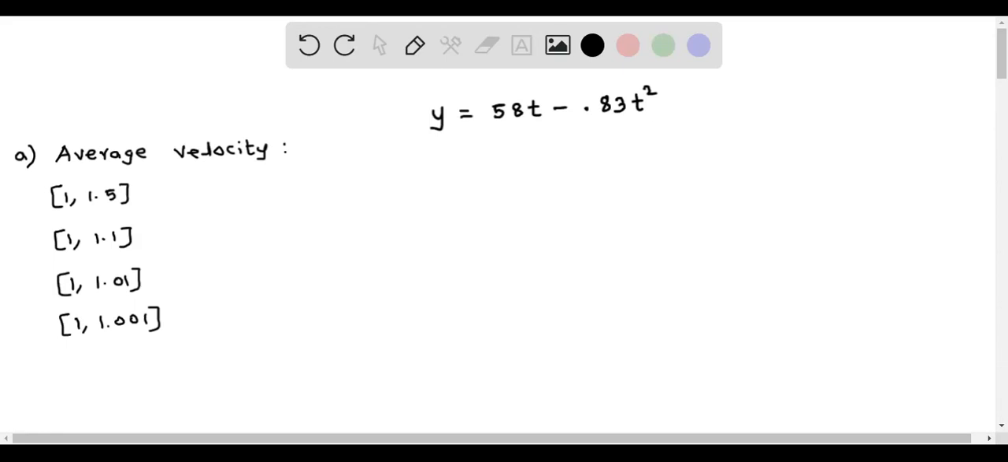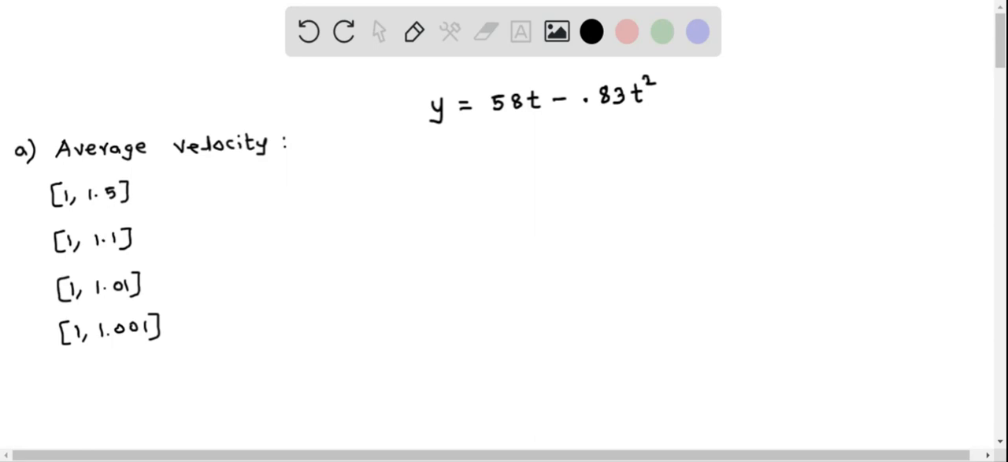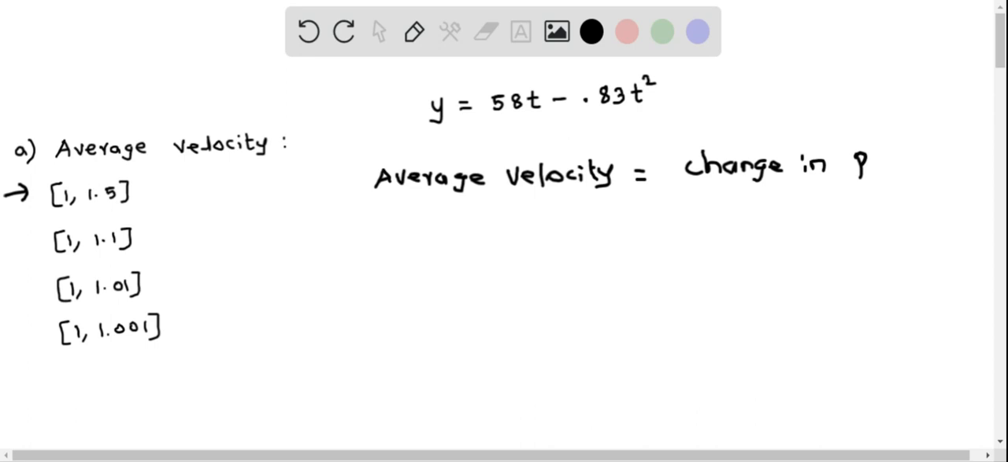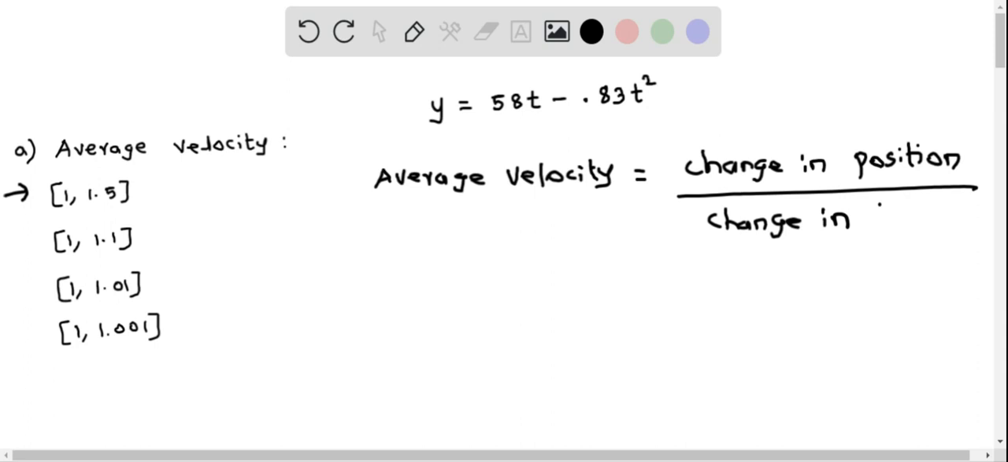We now determine the average velocity over the given time intervals. So let's take this first interval, that is 1 comma 1.5. So we write average velocity. This equals change in position over change in time. So this is the formula that we use to determine the average velocity of an object.